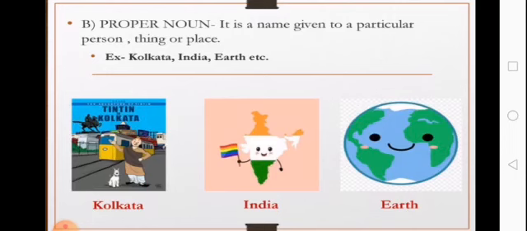Proper noun is the name given to a particular person, thing or place. I am repeating again, it is a particular name. For example, Kolkata, India, Earth. These are particular names.